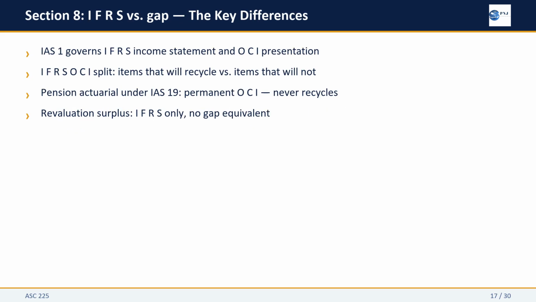IAS 1 is the IFRS counterpart to ASC 220 and 225. The key structural difference is the OCI recycling split. IFRS separates OCI into items that will recycle into profit or loss and items that will not. Under IAS 19, pension actuarial gains and losses stay permanently in OCI. They never recycle. Revaluation surplus on fixed assets is also permanent. Neither concept exists under GAAP.